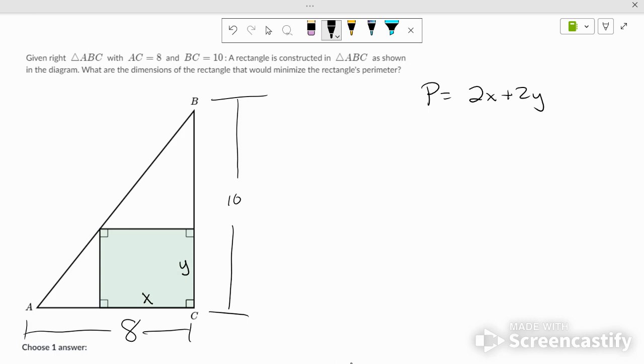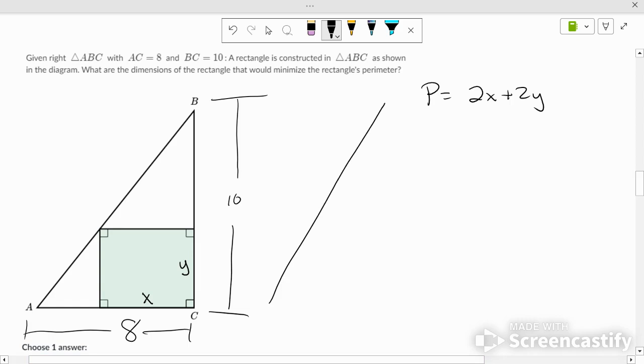Okay. Now, so we understand this a little better, I'm going to draw it again like this, okay? It could look like this, 8, 10, and the rectangle could be drawn like this.